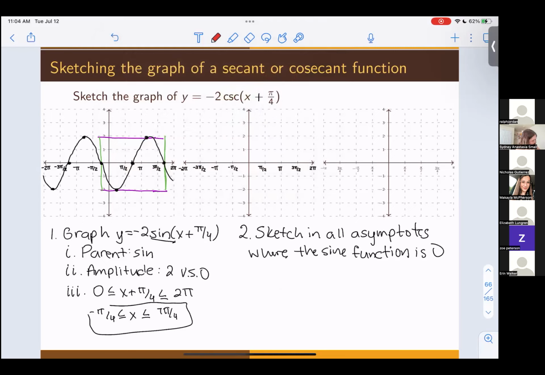We're going to have an asymptote here at 3 pi over 4, 7 pi over 4, negative pi over 4, and right here at negative 5 pi over 4. Those are the only 4 that are on this graph. So those are the ones we're going to care about.